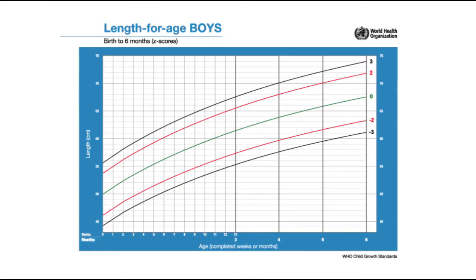We want to use a WHO growth chart specifically for boys. Since we want to measure linear growth, and Sam is an infant under 2 years old, we should use a length for age growth chart. Did you choose the right one?